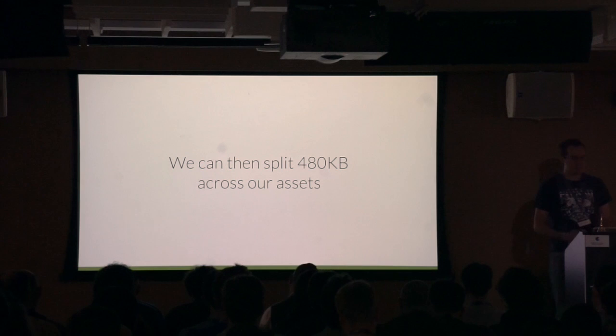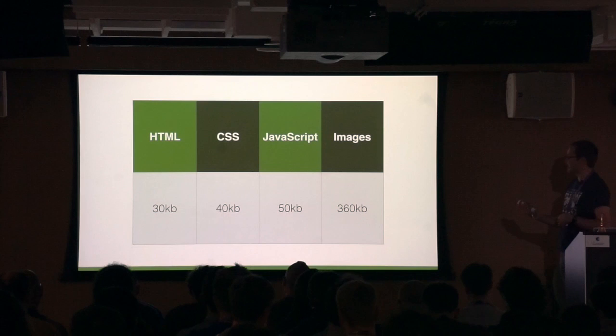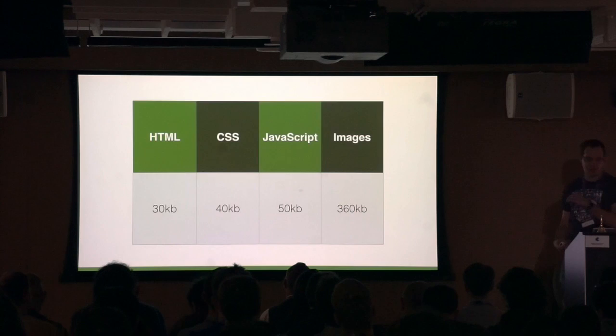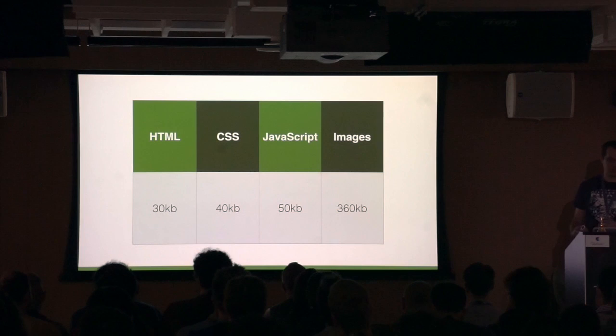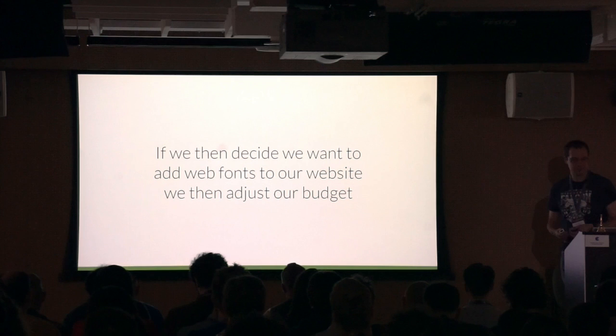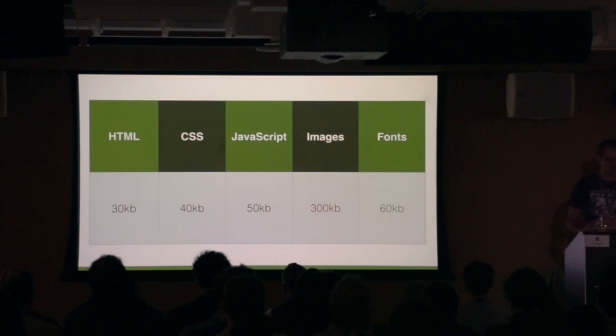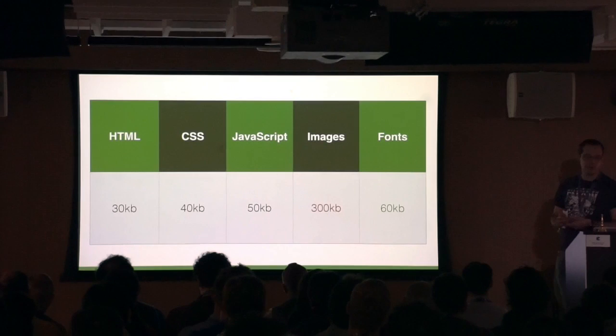We can then split that budget across our assets. These are figures I quickly put together: 30 kilobytes for HTML, because this is an article page, so it's going to be quite a long article. Then we have 40 kilobytes for CSS, which allows us to provide rich visual layouts, and 50 kilobytes for JavaScript. If we then decide we want to add web fonts to our website, we can adjust our budget. My designer told me the font for the page is 60K, so I need to adjust my budget, so I reduce my images down.